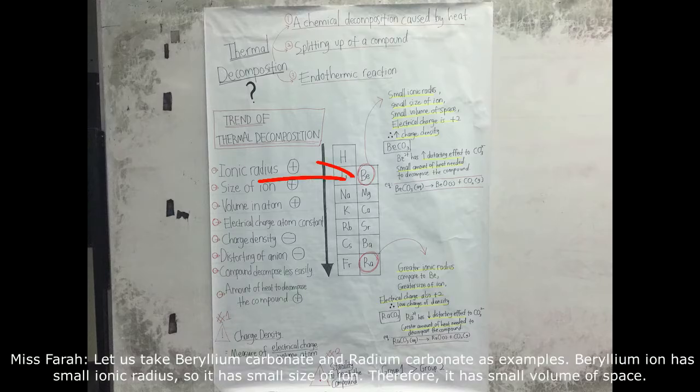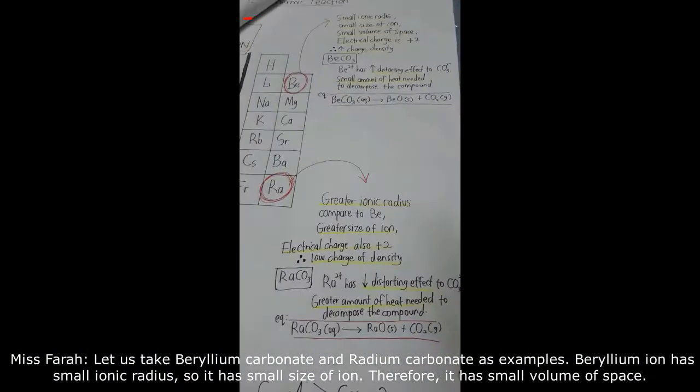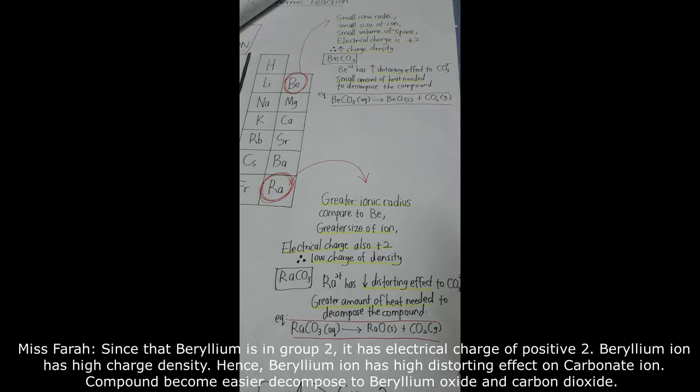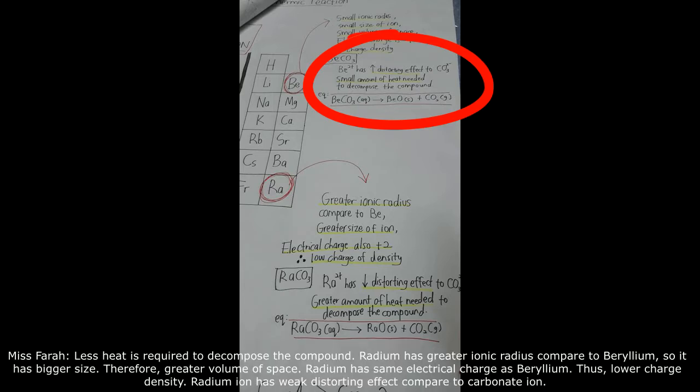Let us take beryllium carbonate and radium carbonate as examples. The beryllium ion has a small ionic radius, so it has a small size of ion. Therefore, it has a small volume of space. Since beryllium is in group 2, it has an electrical charge of positive 2. The beryllium ion has high charge density. Hence, the beryllium ion has a high distorting effect on the carbonate ion. The compound becomes easier to decompose to beryllium oxide and carbon dioxide. Less heat is required to decompose the compound.